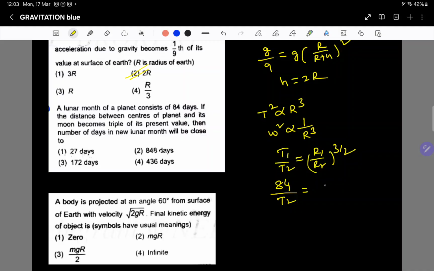Now here 3 times more is given, so the ratio is inverted: R by 3R, whole to the power of 3 by 2. So now this R is cancelled. 3 power of 3 by 2 is nothing but 3 root 3. After simplification, with the final radius 3R given, R by 3R whole to the power of 3 by 2, and cross multiplication, T2 you will get 436 days, nearly 436. It is a simplification related problem.